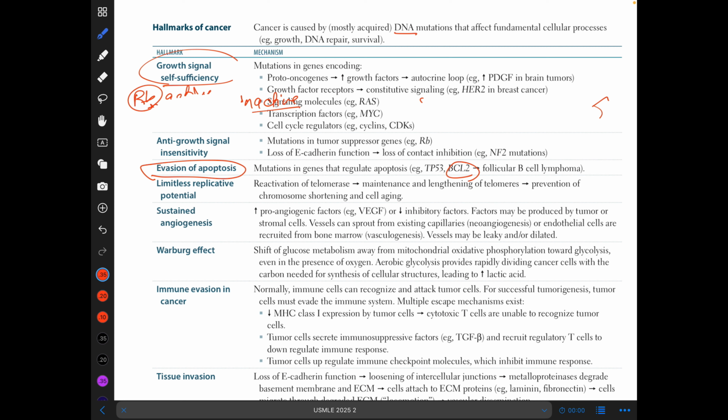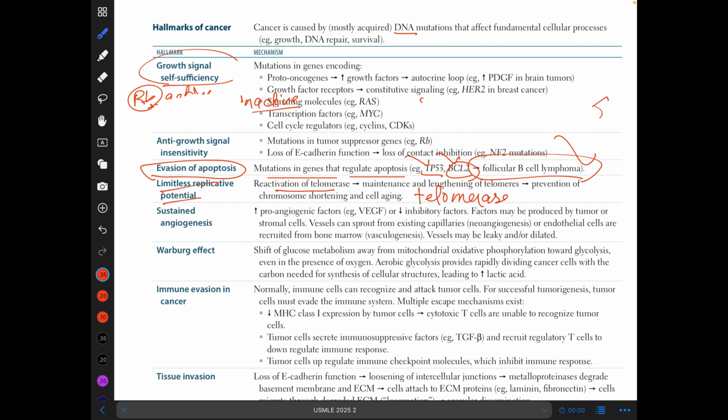The same happens with mutation in genes that regulate apoptosis, such as BCL2 and TP53 defects, and it will result in follicular B-cell lymphoma. With the defect, the cell will not go through the death process and will start growing, and it will result in cancer. Then the next hallmark is limitless replicative potential, where these cells show reduction of telomeres.